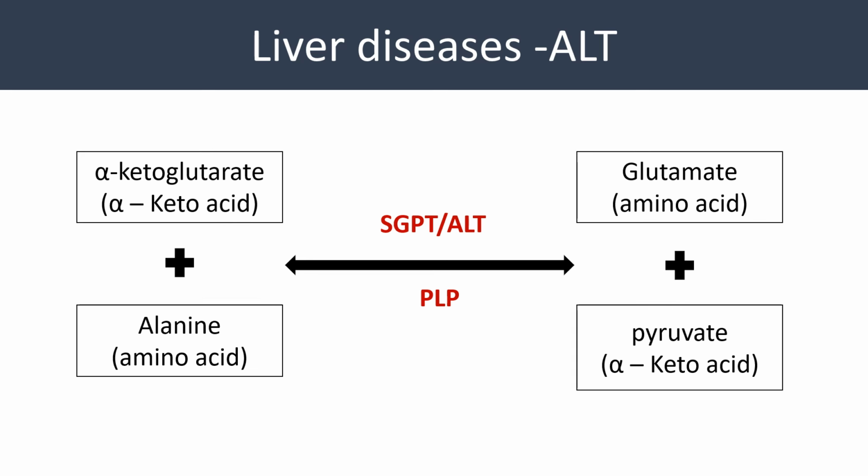So next, coming to ALT, that is alanine transaminase or alanine aminotransferase. This enzyme transfers the amino group from alanine to alpha ketoglutarate. Once the alpha ketoglutarate has obtained the amino group, it becomes glutamic acid, that is glutamate, and once the alanine has lost the amino group, it becomes pyruvate. All the transaminases require pyridoxal phosphate, vitamin B6, as the coenzyme. So this is the reaction for ALT.